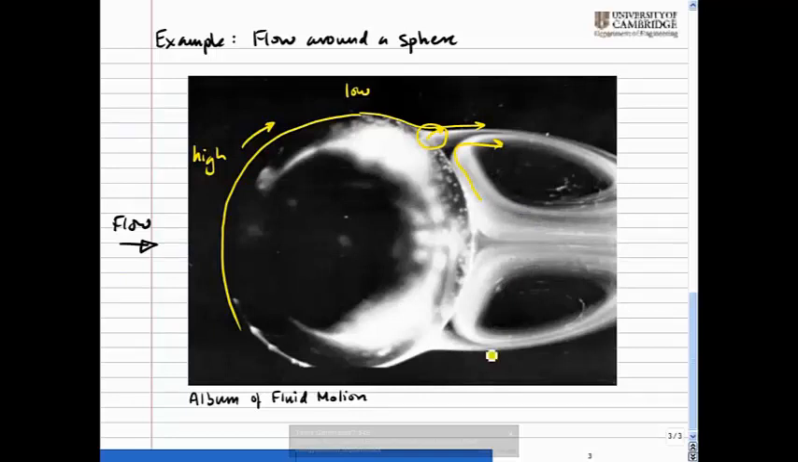Now there's another important point I want to raise here, which is that this has happened in an entirely laminar flow. Some people confuse separation and turbulence, and there's no reason to do that. We haven't even mentioned turbulence yet in this course, and yet we've got separation. And the separation of a boundary layer is an entirely laminar phenomenon.